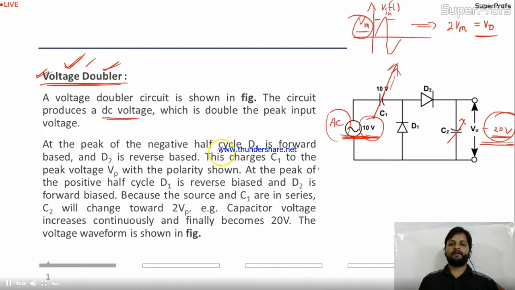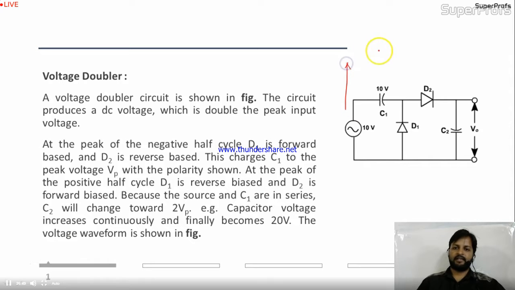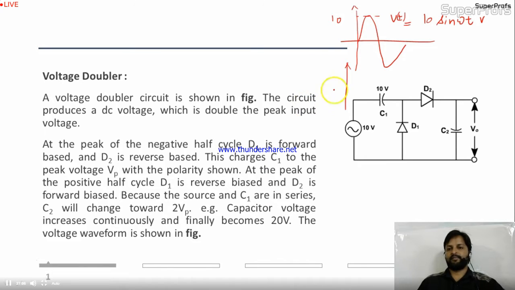At the peak of the negative half cycle, D1 is forward biased. This is the working, okay? So let me clear some parts, then we'll discuss it. So friends, at the input stage, I'm taking one waveform. Let's take it like this, okay? This is given 10, this is the max value, and actually it's given as 10 sin ωt volts. This is the voltage waveform given over here. See, this is the positive half of the cycle, this is the negative half of the cycle.